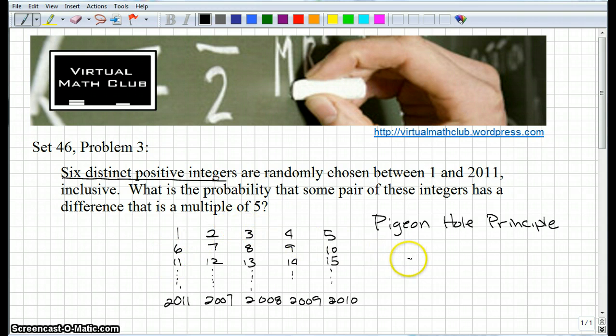So that gives us a probability of 100% that there's going to be some two numbers in the set of 6, where you can take the difference and it's a multiple of 5. All right. So there you go.